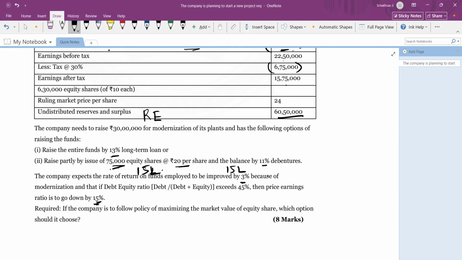And the requirement of the question is, if the company is to follow a policy of maximizing market value of equity share, which option should it choose? So here the company has two options for raising the additional capital of 3 million rupees. The company can go for 100% debt, or they can go for 50% equity and 50% debt. So if the objective of the company is to maximize its market price per share, then which option should the company choose? So that is what we need to decide. What we are supposed to do is calculate the market price per share under both the options, and we will choose that option which gives us the highest market price per share. So let's start with the question.